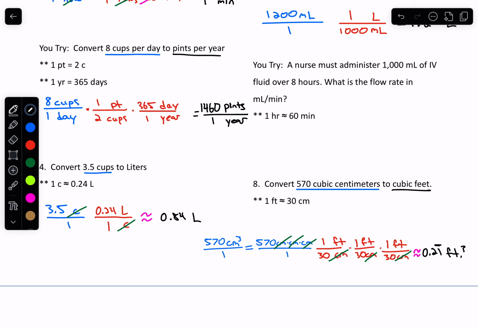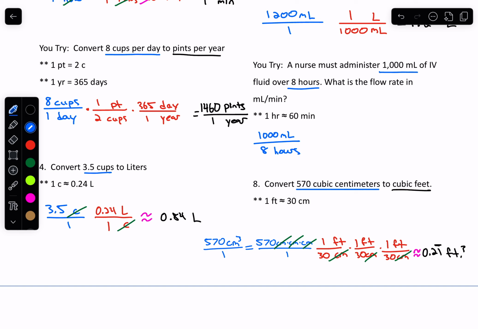All right, last one. Hopefully you gave it a shot. A nurse must administer 1,000 milliliters of IV fluid over 8 hours. What is the flow rate in milliliters per minute? So we are starting with 1,000 milliliters over 8 hours. So 1,000 milliliters divided by 8 hours is our unit. Because over the course of 8 hours, we're doing 1,000 milliliters.